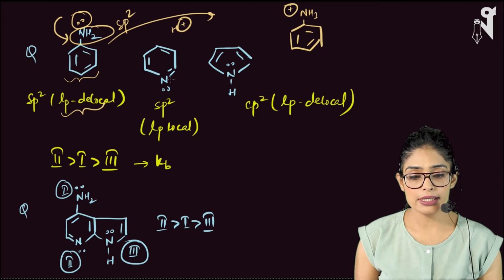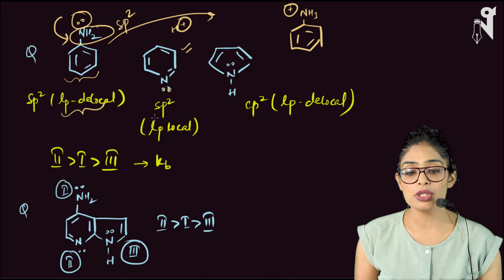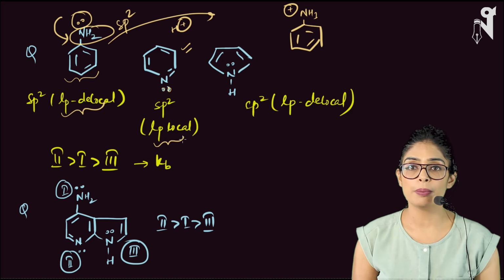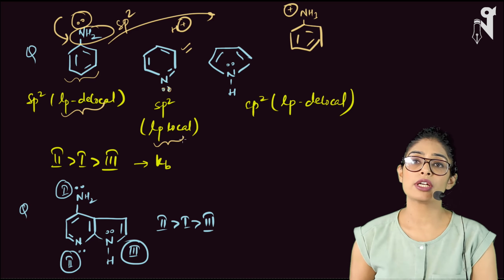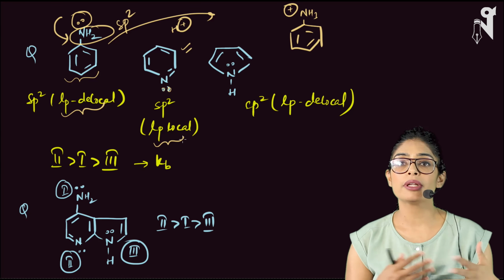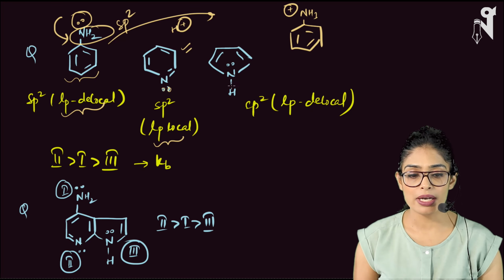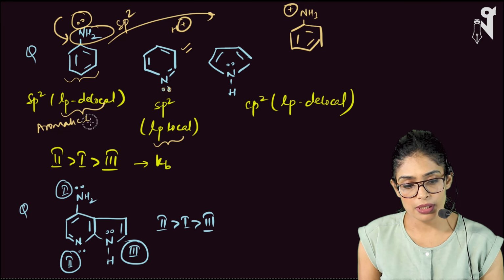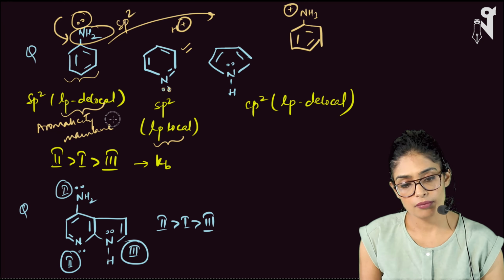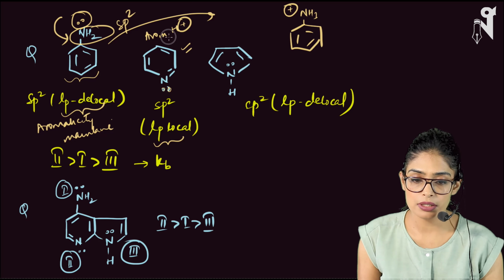Okay, now look at the next compound. The next compound is sp2 hybridized. There is a pair of electrons over here in the sp2 hybridized orbital, and this is a localized lone pair. We have spoken about this. This is pyridine, and even after losing this pair of electrons to H plus, or by forming the bond with H plus, it is still maintaining the aromaticity. So aromaticity is maintained here also.